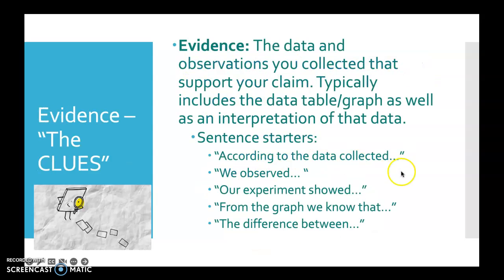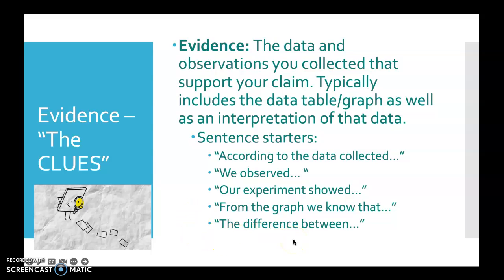Next comes the evidence. This is the data that you actually collected. This can be in the form of data tables and graphs, but in your evidence section, it's usually a few sentences where you're going to actually talk about your data and how it supports the claim that you just made. So again, we got some sentence starters: according to the data collected, or we observed, our experiment showed, from the graph we know that, or the difference between.